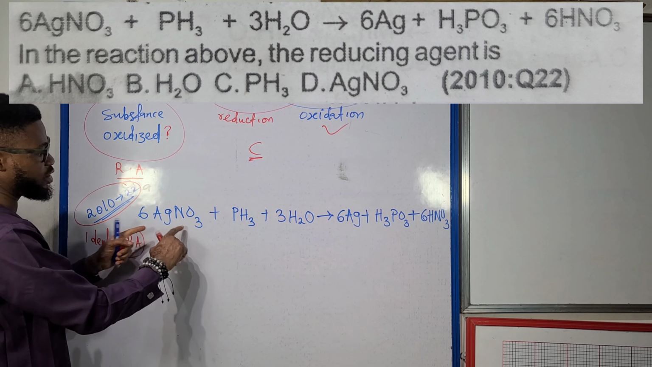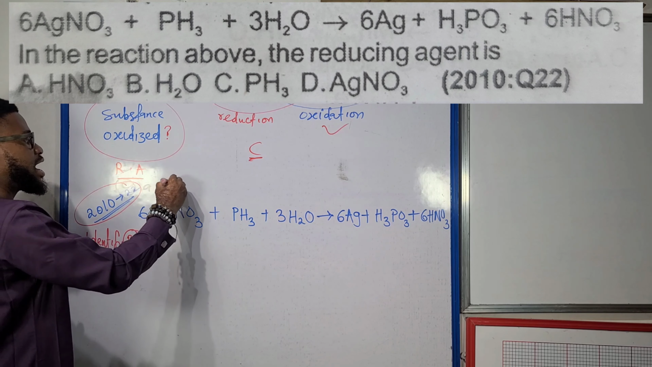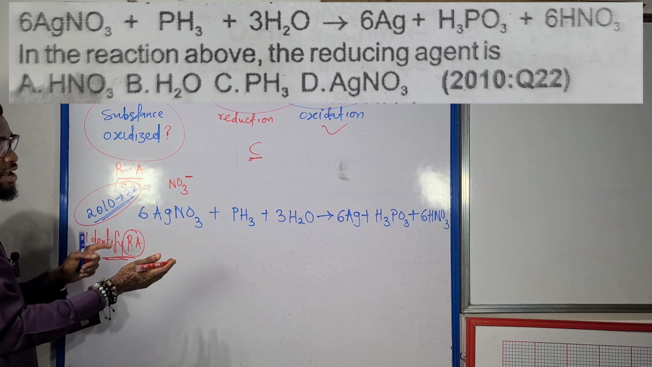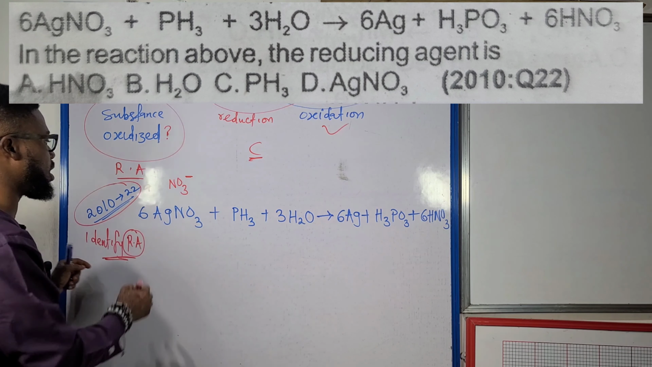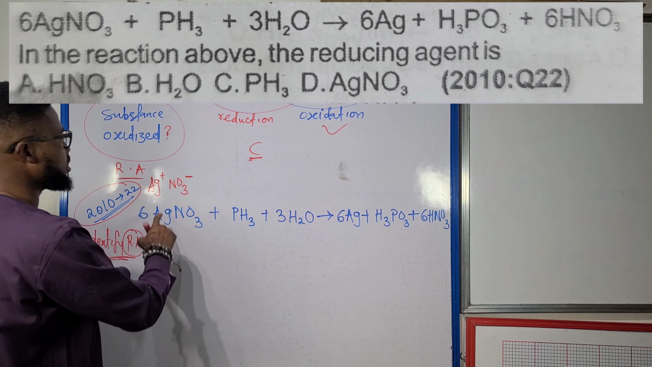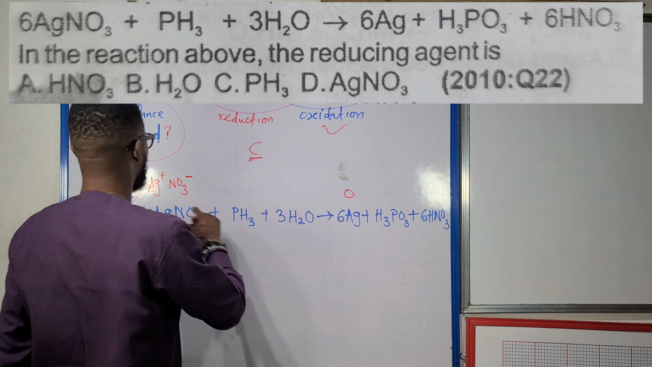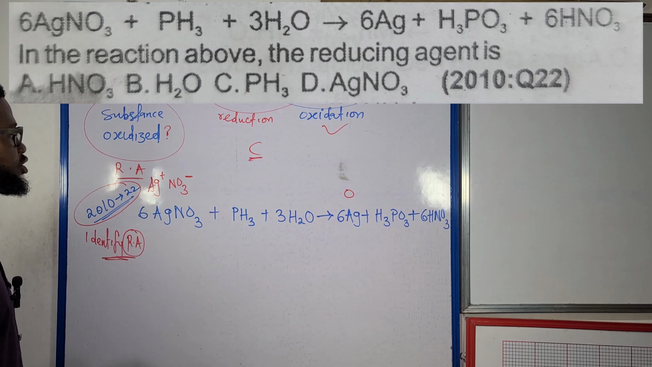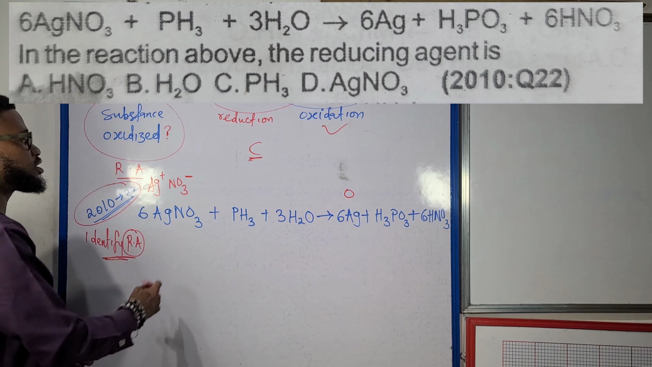If you look at silver here, when you look at silver nitrate, NO3 is actually univalent. It's an anion. It's having a charge of -1. When you look at silver, silver is actually +1. If you come here, silver is standing alone. Your silver here is 0. So from +1 to 0, that looks like a reduction in oxidation number.